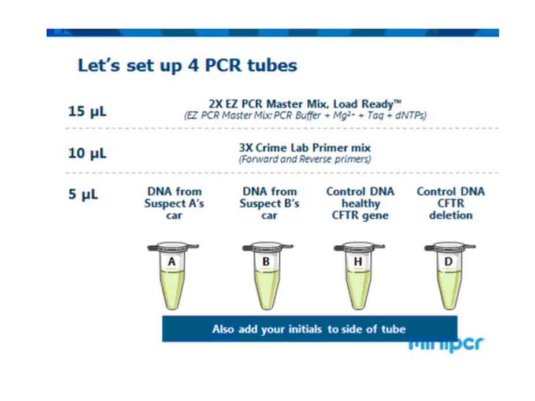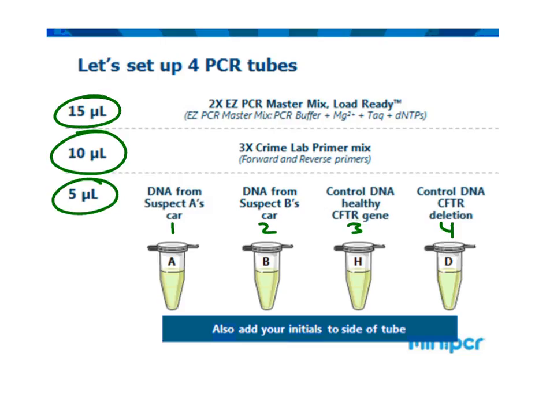So moving on, this is what's going to go into your tubes. You're going to have 4 tubes, 1, 2, 3, 4, right? And in each tube, you're going to have 15 microliters of your master mix, which is the buffer, the magnesium ions, the Taq, which is the DNA polymerase, and then your A's, T's, C's, and G's, your dNTPs, right? You're going to have 10 microliters of the CrimeLab primer mix, so these are your reverse and forward primers for the PCR process. And then you're going to have 5 microliters of the suspect template DNA. Okay, so in there you're going to have 20 microliters of solution.